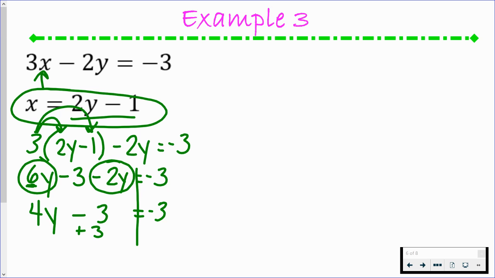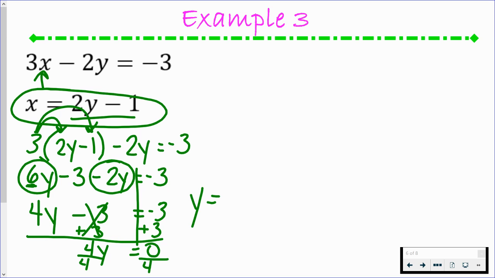Now I'm going to add 3 to both sides. Now I'm left with 4y. Well, negative 3 plus 3 equals 0. Now I'm going to divide by 4. And just be careful here. 0 divided by 4 would just be 0. Remember, if I have 0 candy bars and I want to split it among 4 people, well, everyone would get 0 candy because I don't have any.